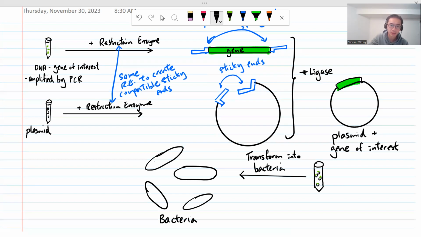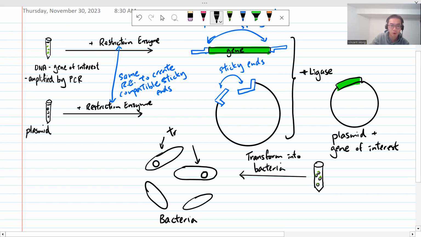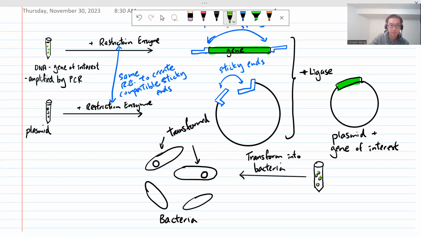Okay, and then some will take up the plasmid. Maybe some will not. So this one accepted. We'll say these ones are transformed. They pick up the plasmid.